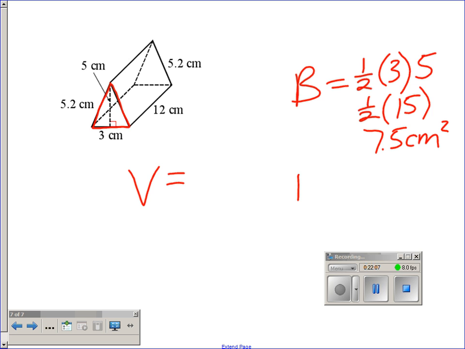What is our height? Our height is what, Grace? It is 12. So now let's do 7.5 times 12. See, Emma? It should be 90. Oh yeah. 7 groups of 12 is 84. And then half of 12 is 6. 84 and 6 is 90. So our volume should be 90 centimeters cubed.